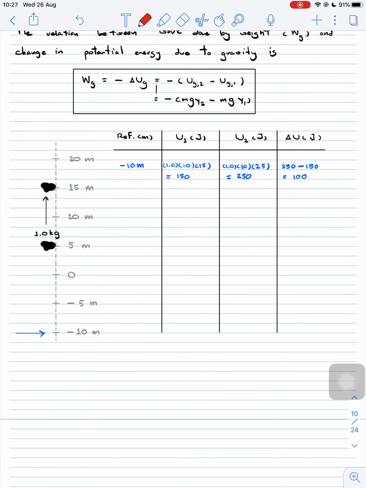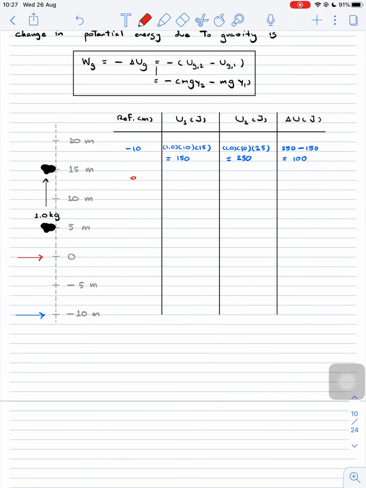Okay, so now let's try if the reference level is at 0 meter. Now for mgy, the y here is just equal to 5 meters, right, because y is the displacement of the object from the reference level, which is equal to 5 meters. So we just multiply by 5, and then it's just equal to 50 joules.